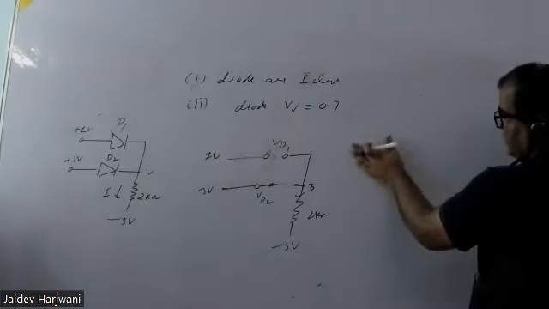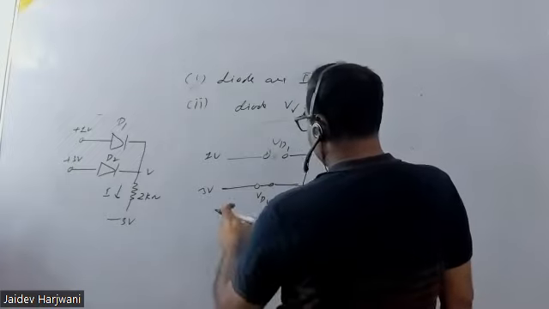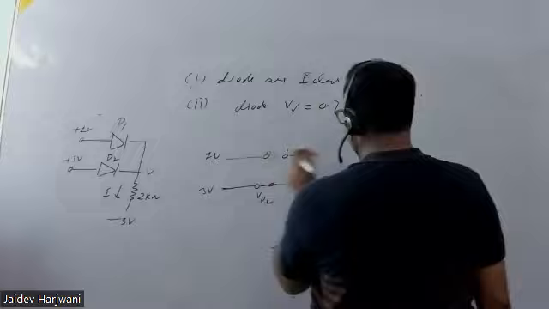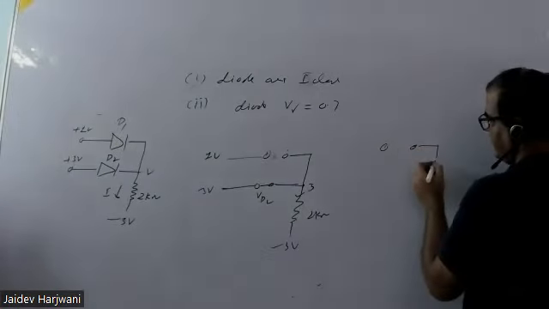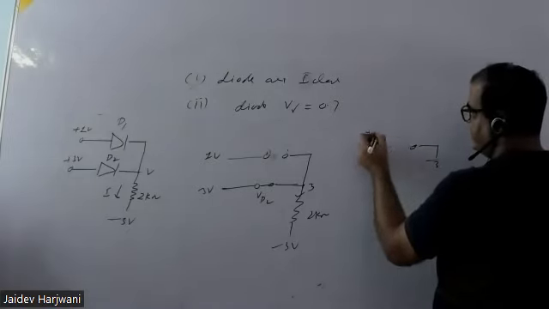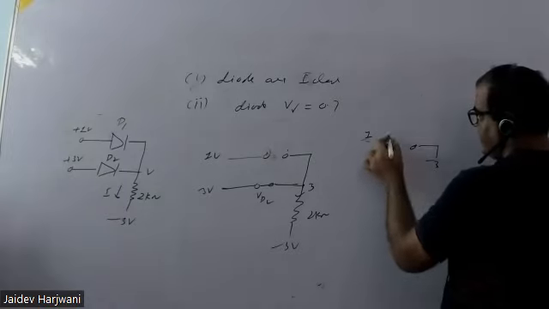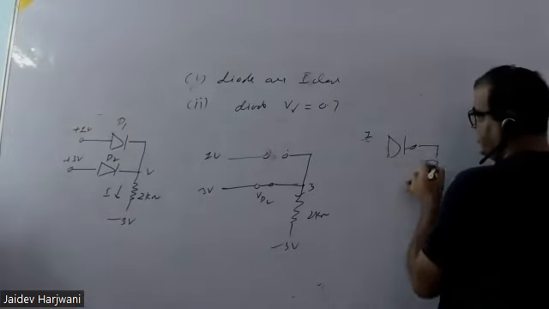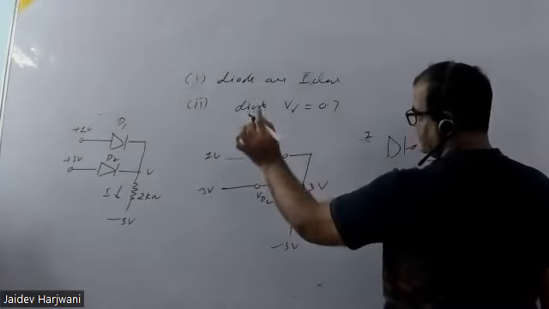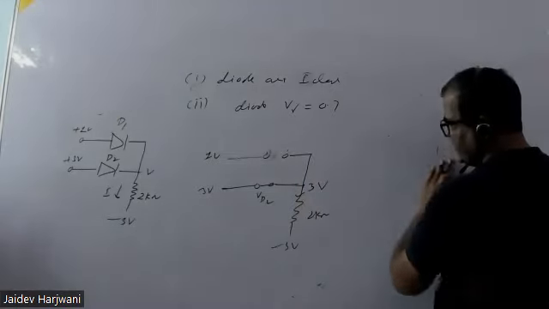So now, if it is 3 volt here, what is VD1? Here you are applying 3 volts, and here you are applying 1 volt. So this diode is already in reverse bias. This is 1 volt here, 3 volt here, so this is already reverse bias. This is correct.